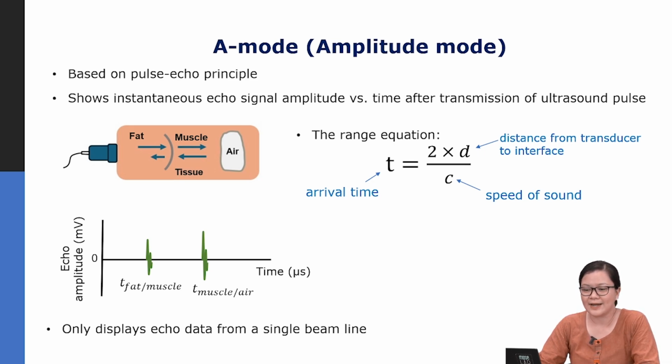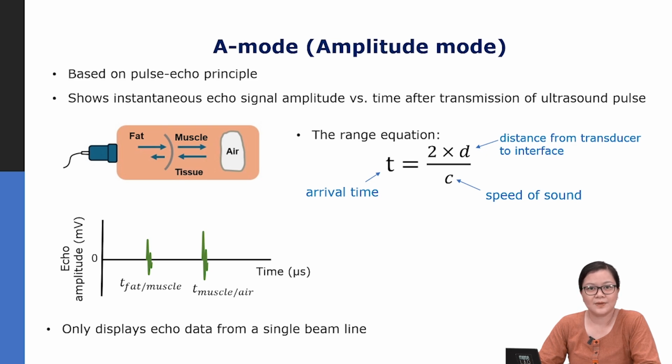In a previous lecture, I showed a schematic of a transducer imaging a tissue that consists of a fat layer, a muscle, and air. We also talked about the differences in acoustic impedance between the interfaces of the tissues, and we know that there is an acoustic impedance mismatch between the fat and muscle, as well as between muscle and air. Because of this acoustic impedance mismatch, there will be an echo coming back to the transducer. And we want to quantify at what time that echo will come back.